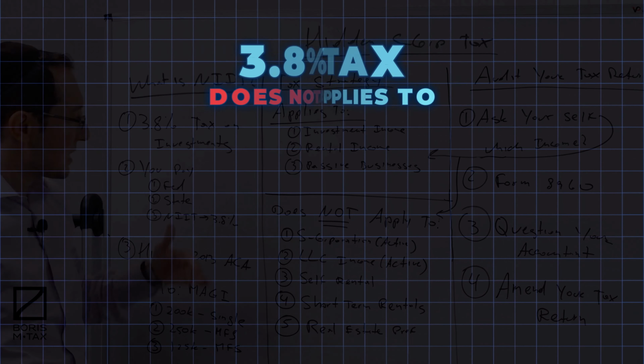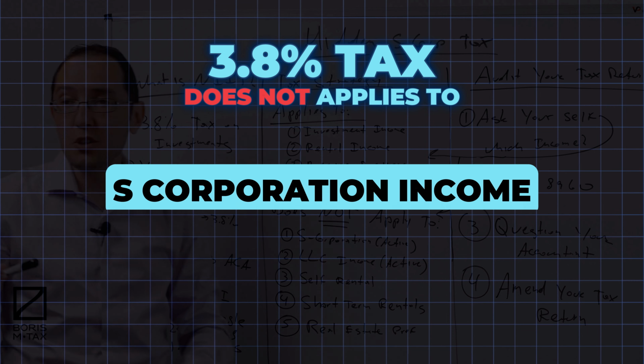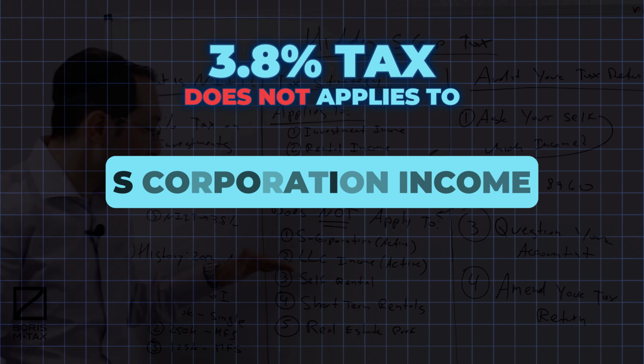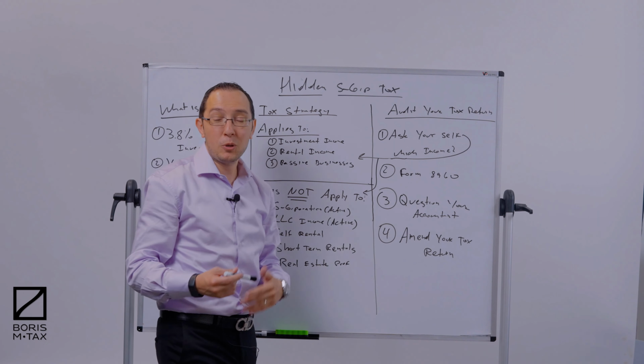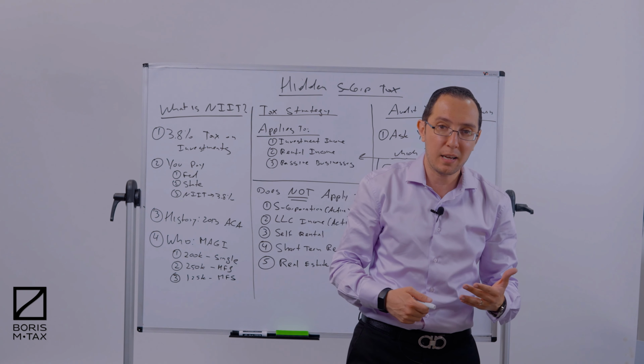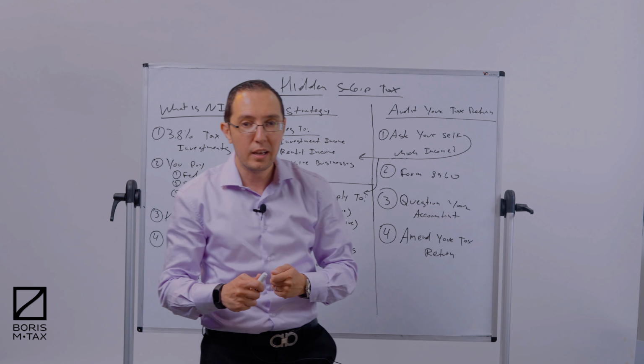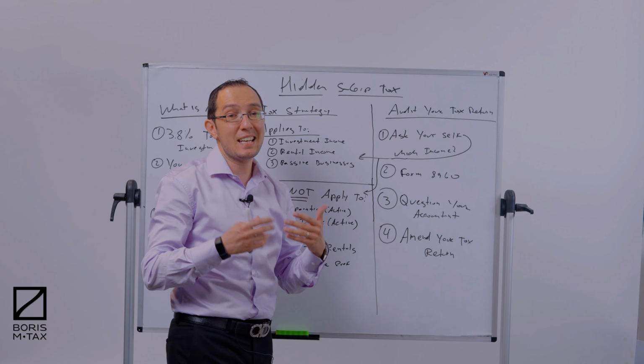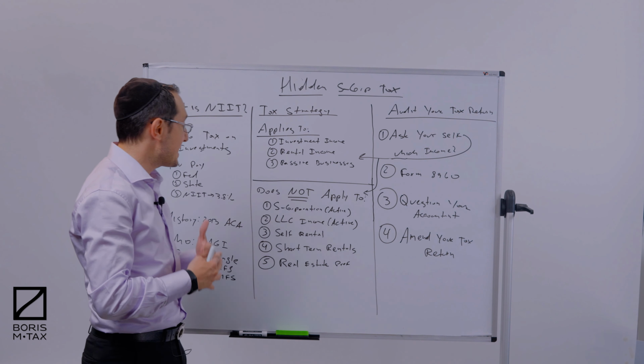This tax does not apply to your S-corporation income or even your LLC income. Why? Because that is considered an active income. It is not an investment income. Even though you get a K-1, the K-1 should be marked as active income. It's not an investment income.